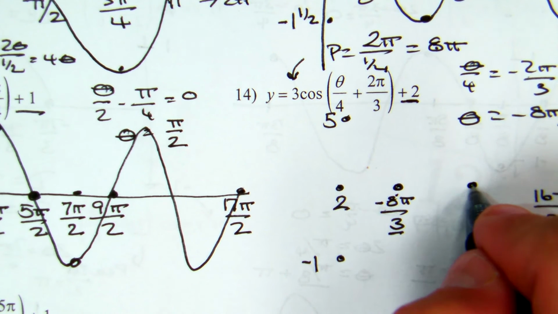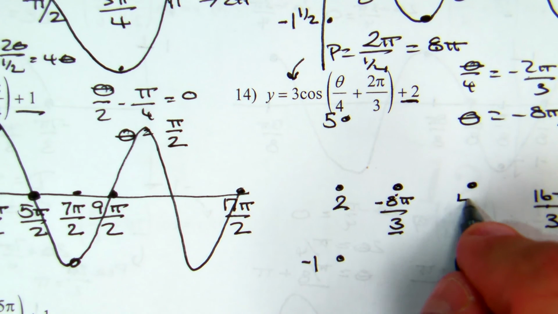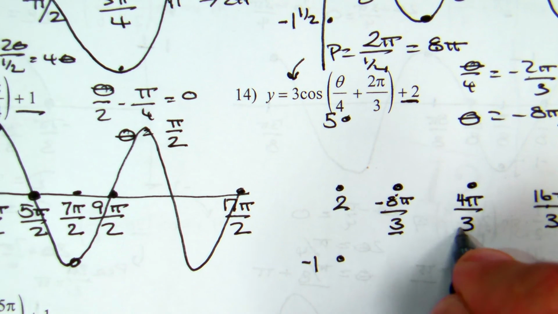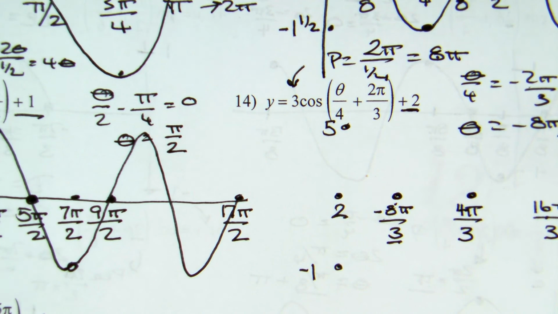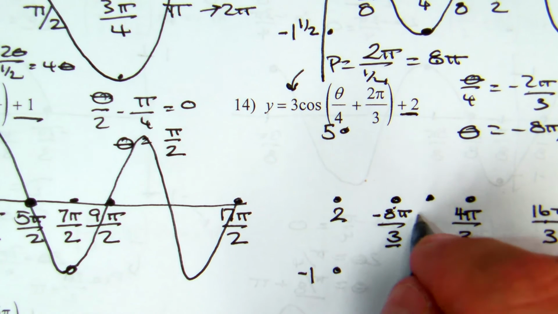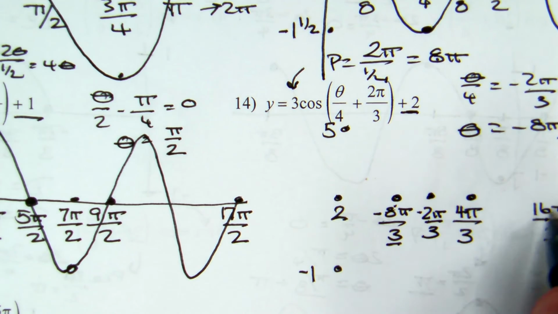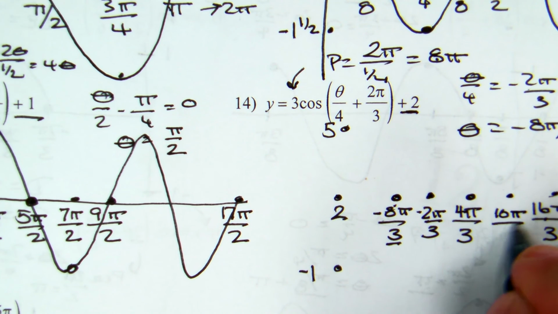All right. Negative 8 and 16, if I add them together, I'm at 8. Half of 8 is 4, so my midpoint is going to be 4 pi over 3. If I add them to the left, 4 minus 8 is negative 4. Half of negative 4 is negative 2, so that's negative 2 pi over 3. 4 plus 16 is 20. Half of 20 is 10. 10 pi over 3.